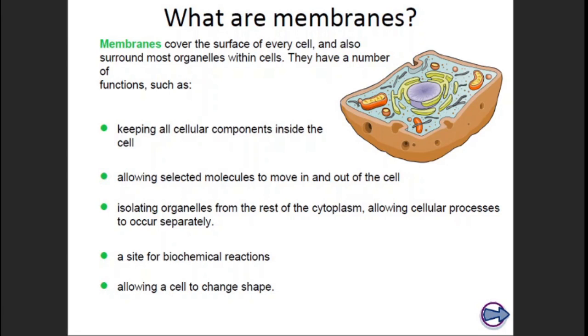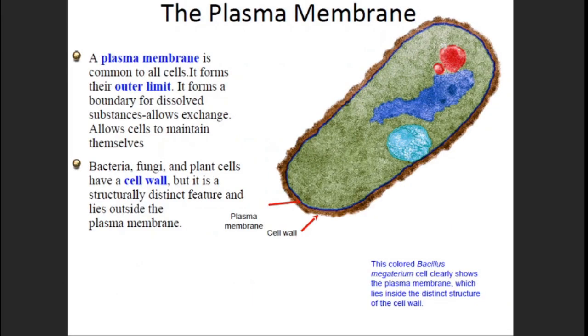They allow the cell to change its shape. So the plasma membrane also has this function, that it can help in altering the structure or shape of a cell. Plasma membrane is common to all cells. It forms its outer limit. It forms the boundary for dissolved substances, allowing for the exchange across the membrane.